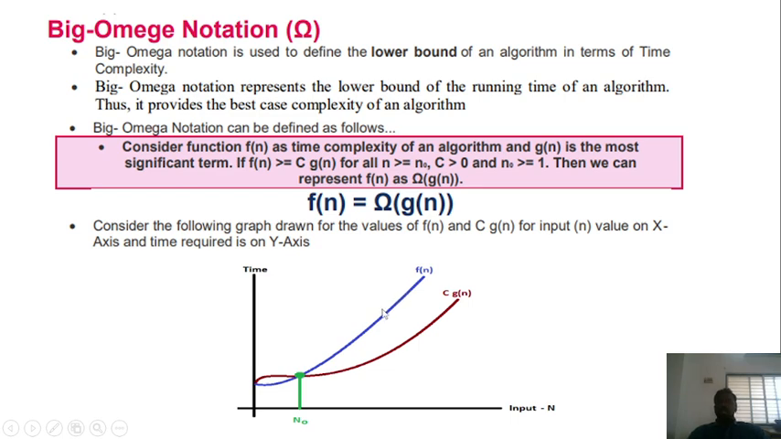Mainly we deal with three cases here: best case, worst case, and average case. We already discussed that the worst case is represented using the big O notation. In order to represent the best case time complexity of an algorithm, we use the big omega notation.